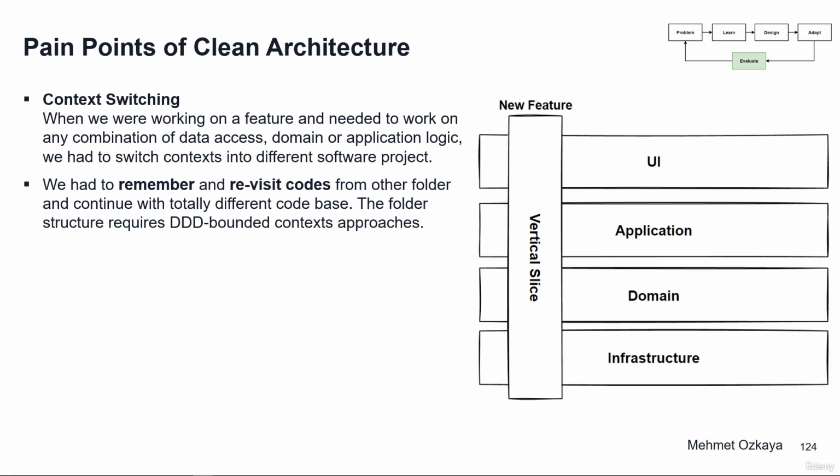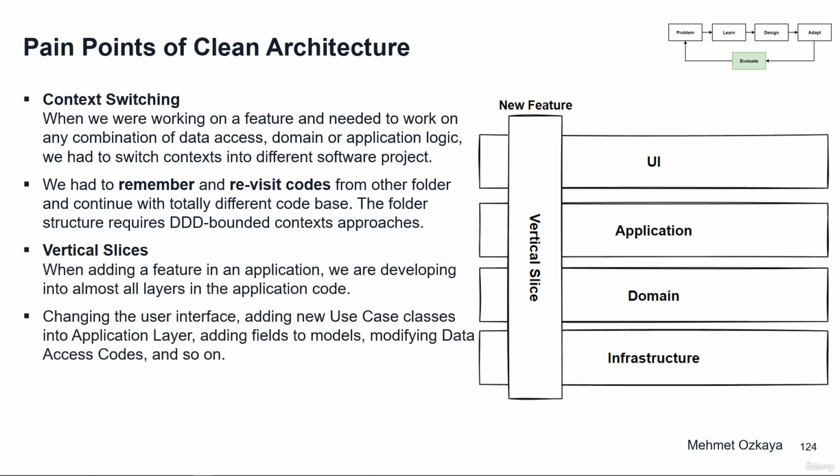Another big pain point is vertical slices. Vertical slice architecture was introduced by Jimmy Bogard, and it is offered as an alternative to the traditional layered, onion, or clean architecture approaches. When we design an application with layered and clean architecture, the idea is to provide loose decoupling and high cohesion, but while providing loosely decoupled layers, this time we face highly coupled vertical slices when developing any feature in the software application.